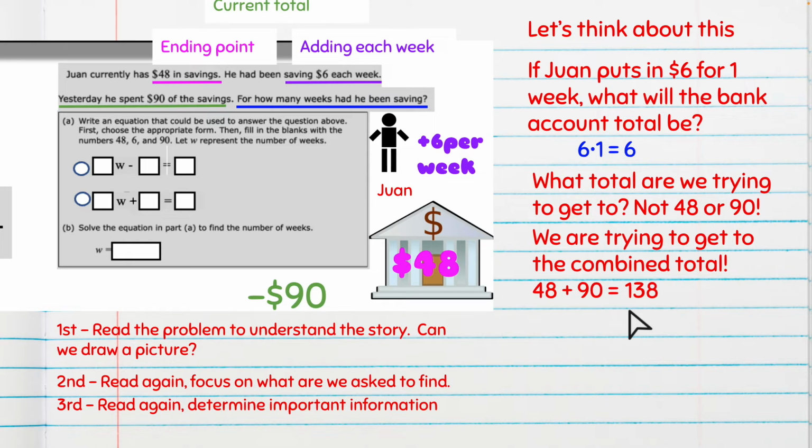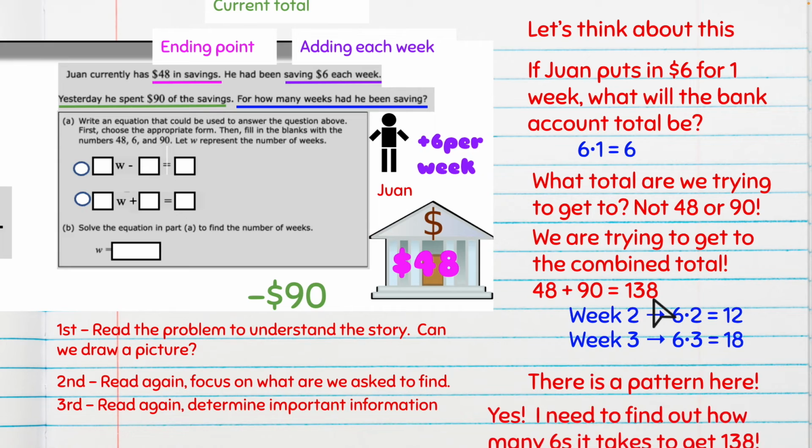So if I look at week 2, well, 6 times 2 is 12, so that's definitely not 138. Week 3, 6 times 3 is 18, so that's not 138. So is there a pattern here? Well, yeah. I need to find out how many 6s it takes to get to 138. That's my pattern. So let's look at this a little algebraically instead of kind of the think-it-through approach.